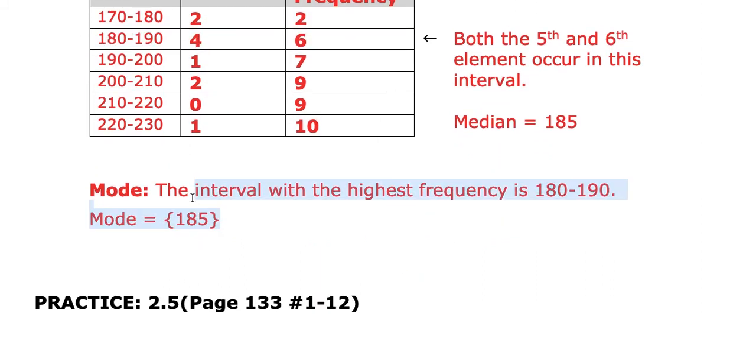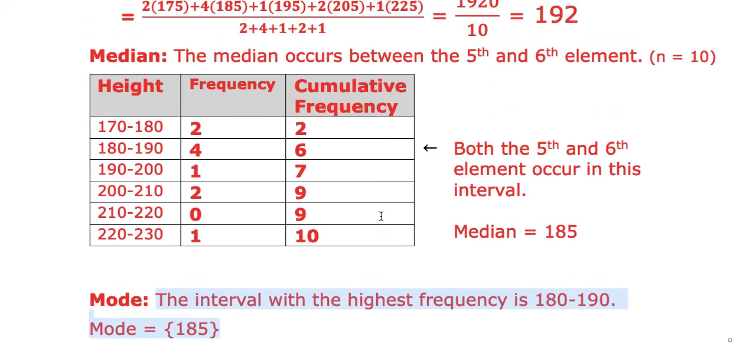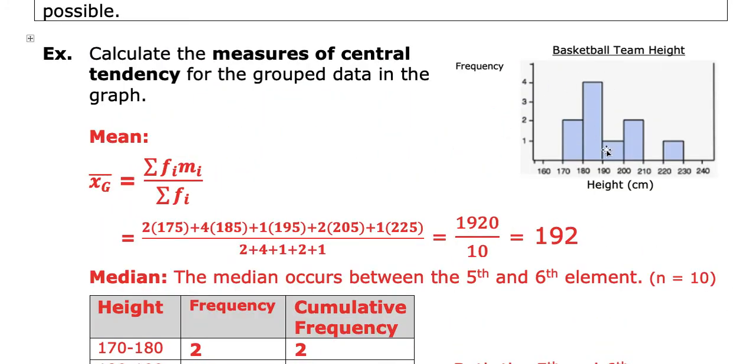Lastly, mode is the most frequent. So the interval with the highest frequency is 180 to 190, as you can see here with our graph. So this is considered to be the mode.